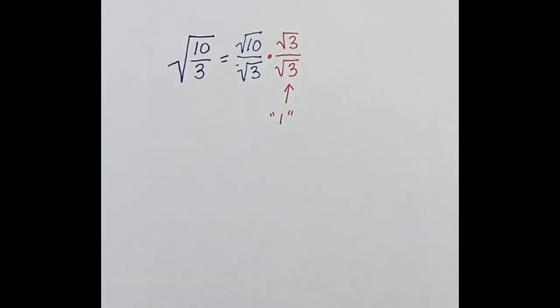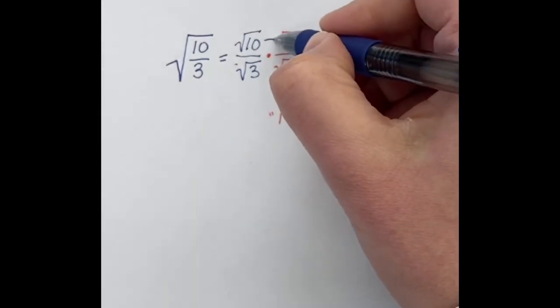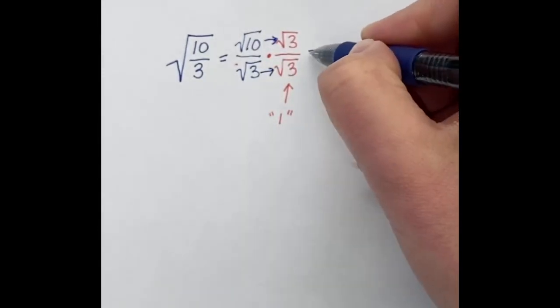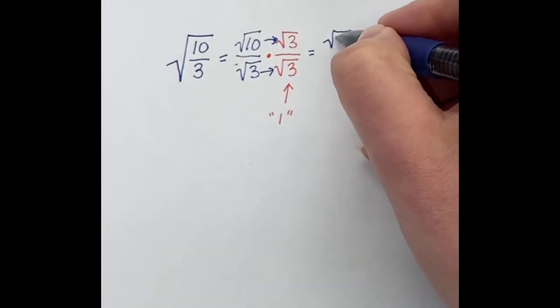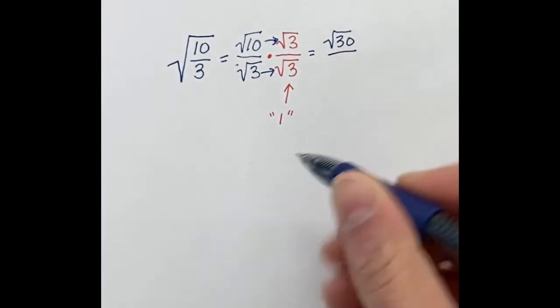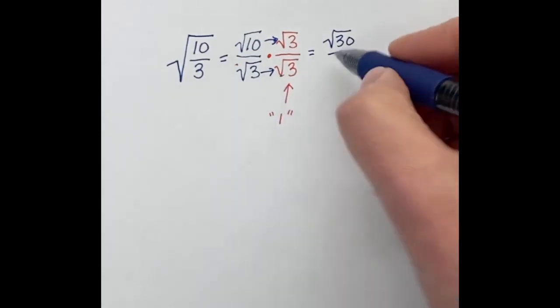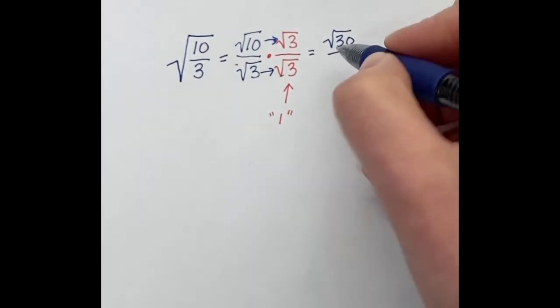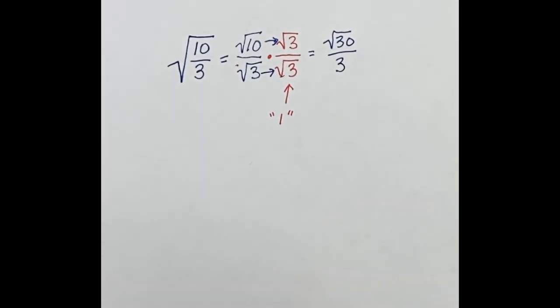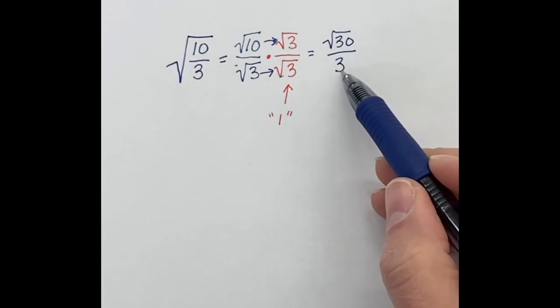So when you multiply fractions by each other, you multiply straight across. So radical 10 times radical 3 is radical 30. And then radical 3 times radical 3 is radical 9. We know the square root of 9 is 3. So there we go. Okay, now we've rationalized the denominator.